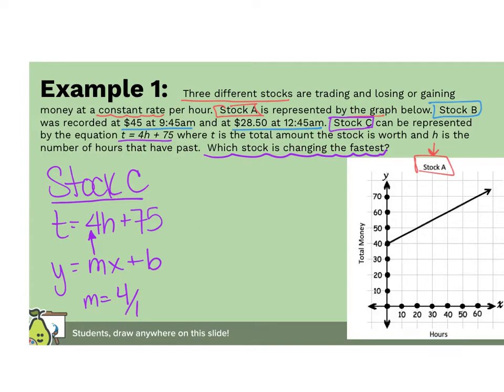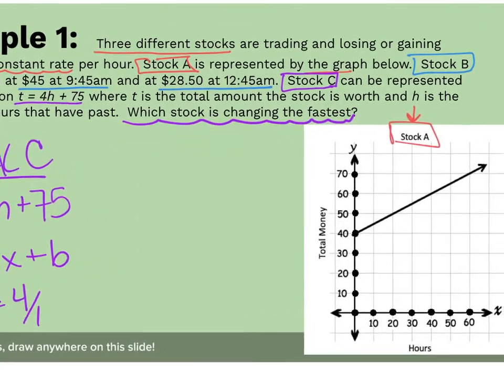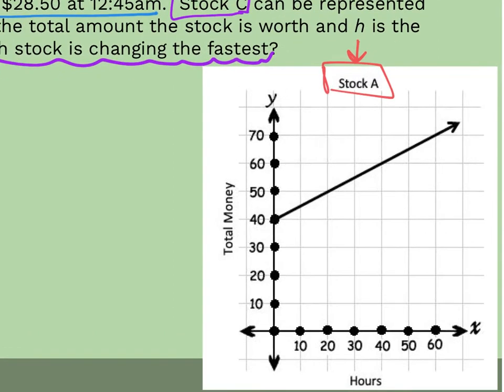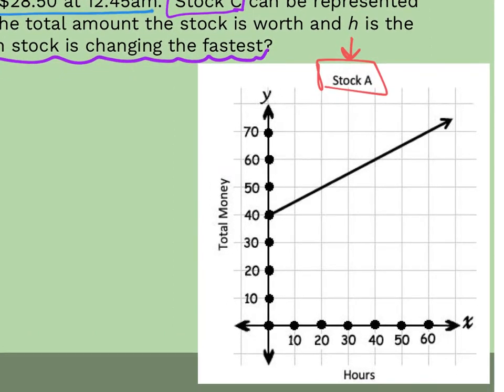Next, I'm going to do stock A because it's a graph, and those are also pretty simple for me. I'm doing rise over run, but if you need to find the ordered pairs, do that. So I'm going to use this point and this point. And my rise, I'm counting by tens, so my rise is 10. And my run, I'm also counting by tens, so my run is 20. So stock A has a slope of 1/2.